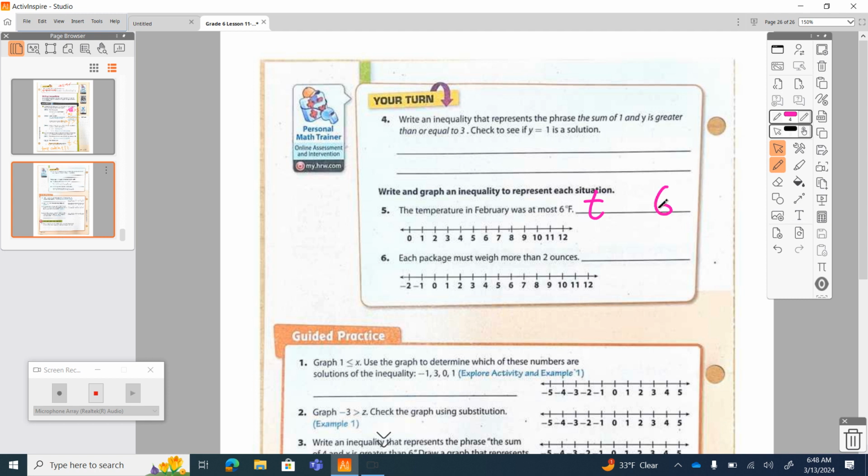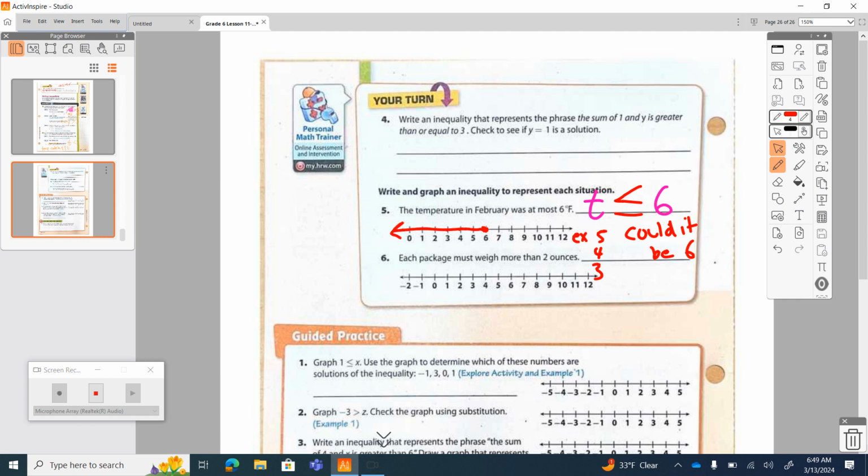So if 6 degrees was the most it was, examples are the temperature could have been 5, could have been 4, could have been 3. Those numbers are less than, okay? So what's tricky is at most, could it be 6? Well, it says the most it could be is 6, so I'm going to say yes. It's an equal to sign. So I'm going to close the circle there. And we said it could have been 5, it could have been 4, it could have been 3. So as I start making those dots, I know how to put my line.